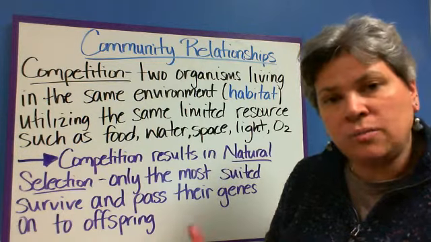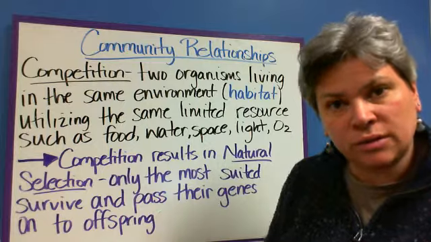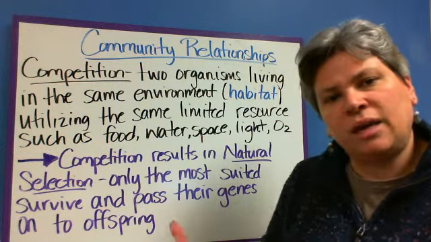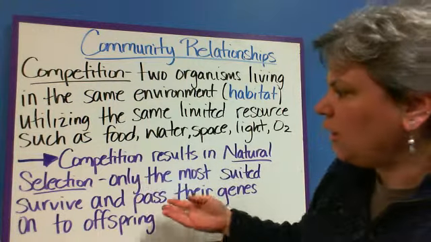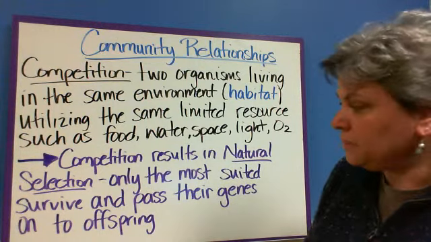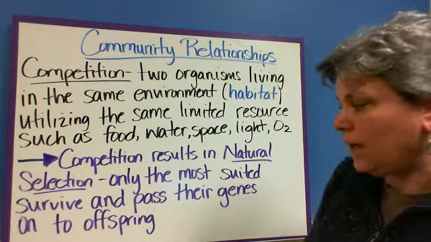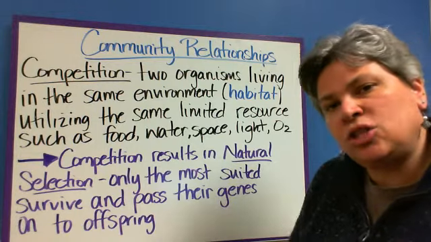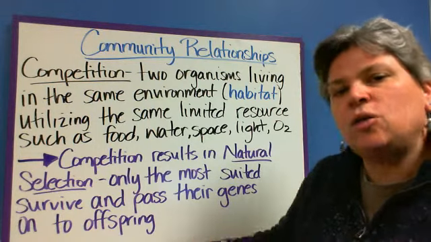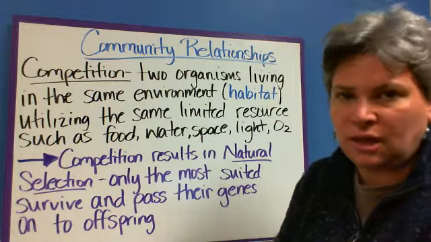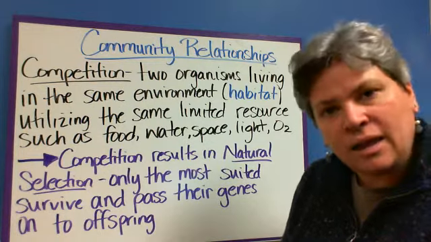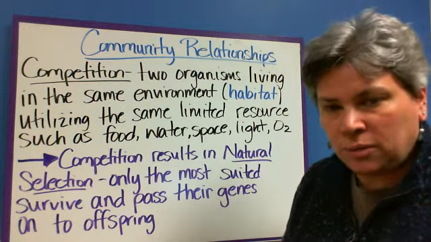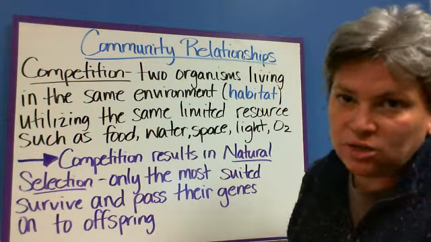Or it could be two members of the same species, two different squirrels. Either way, they're trying to get enough of the resource so they can survive. Competition oftentimes results in natural selection, in that only the most suited survive and pass their genes on to their offspring. The whole idea is that you can get enough of what you need so you can pass your genetic material on to the next generation. Now, if you can't get enough of what you need, if you can't survive in your environment, you're not going to be able to reproduce and pass your genetic information on.